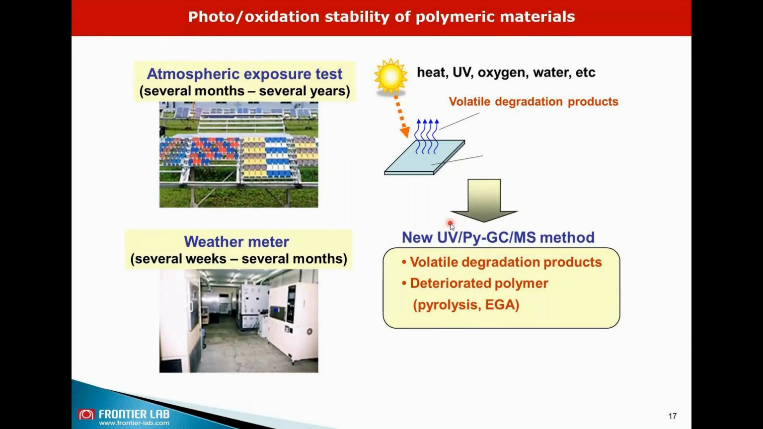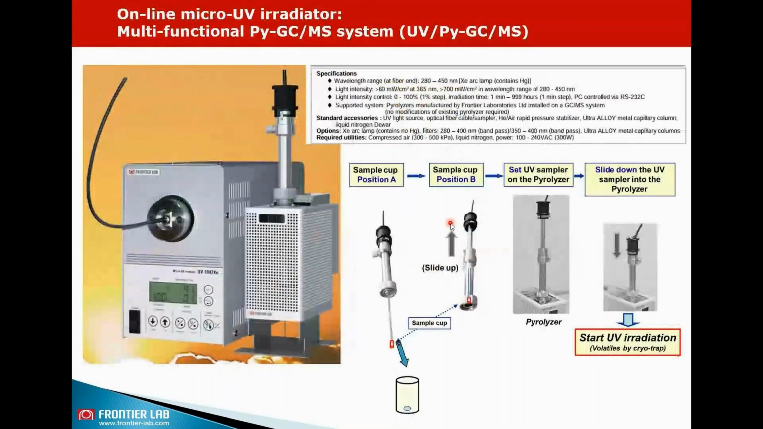So both can be done with our PY-GCMS, and by having this online micro UV radiator, you can do these experiments in a much faster way, which will help you accelerate your projects, like finalization, so that the products can be introduced to the market as early as possible.